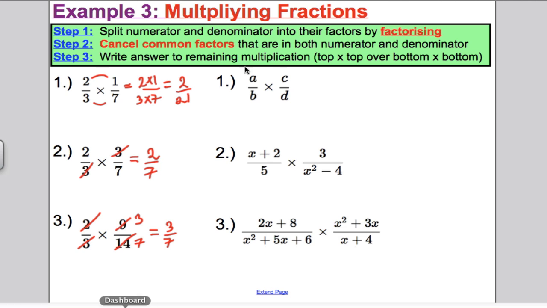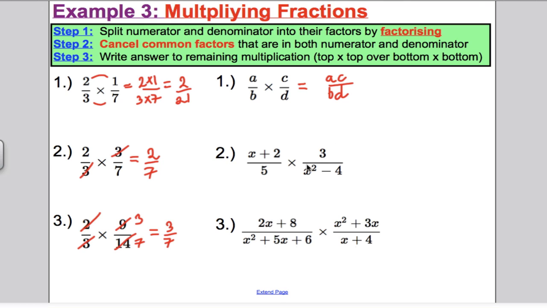How do we translate that into algebraic expressions? Well, there's a step process I've labelled above. Essentially what you do is you factorise the top and the bottom, numerator and denominator, of both parts. You cancel common factors that are in both numerator and denominator, and then you write up the answer to the remaining multiplication by doing top times top over bottom times bottom. Okay, let's have a go here. Any common factors, firstly? No, we can't factorise anything. A multiplied by C, a mathematician would write as AC. And B multiplied by D, a mathematician would write as BD. Nothing else we could do there. We're done.